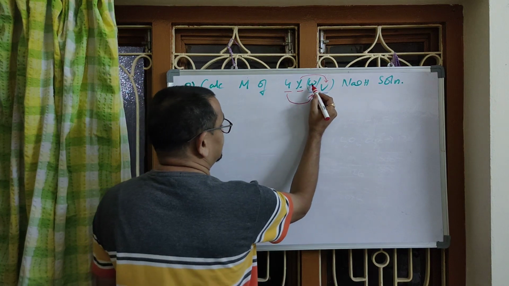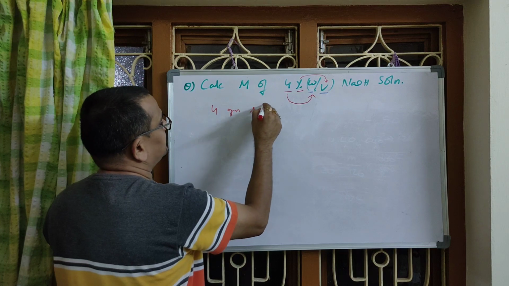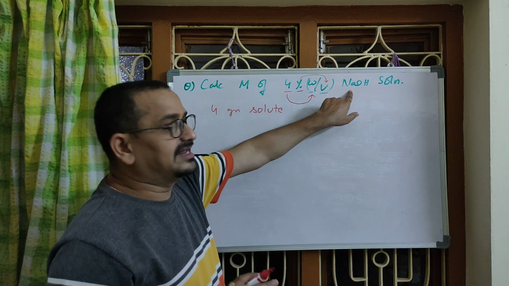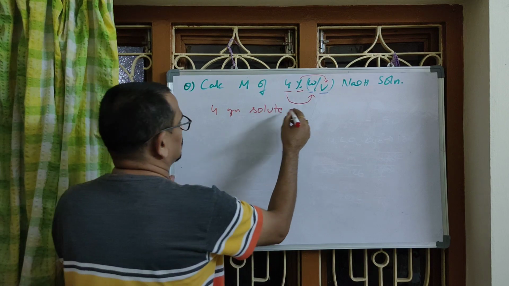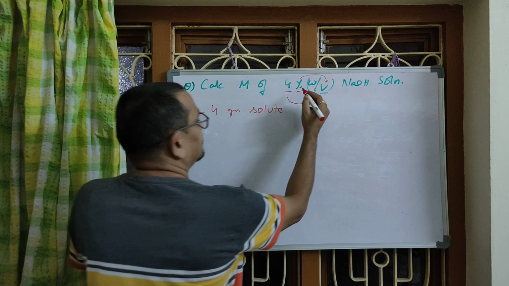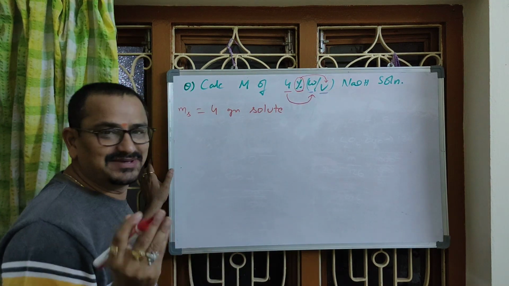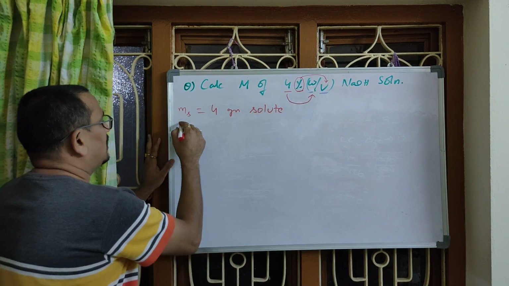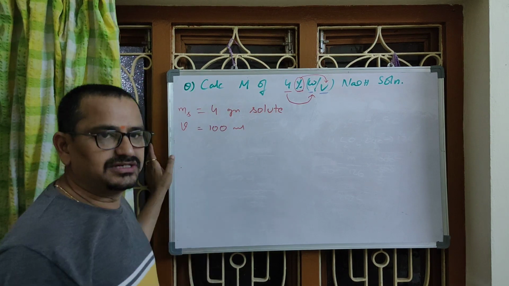Now, 4 is corresponding to small w, means 4 grams of solute. Now you have learned in NaOH solution, what is solute? Sodium hydroxide is the solute. Mass of solute is given as 4 grams. And what does the symbol percent correspond to? Percent. Cent means 100. This percent corresponds to V, means it is 100 ml. Volume of solution is 100 ml.